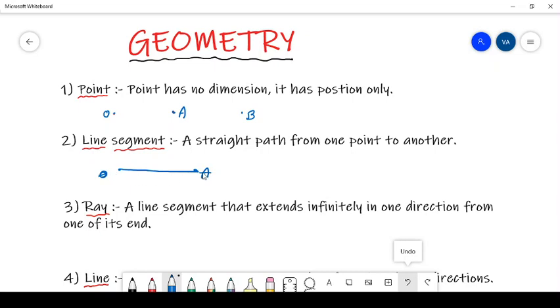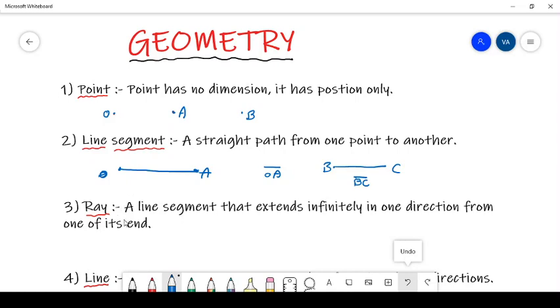A line segment has two end points. Here, the left side is one end point and the right side is another end point. So any line segment has two end points. This is the OA line segment, denoted by OA with a bar on top. For example, this is one point B and this is another point C. Joining B and C, we get the line segment BC, denoted by BC bar.